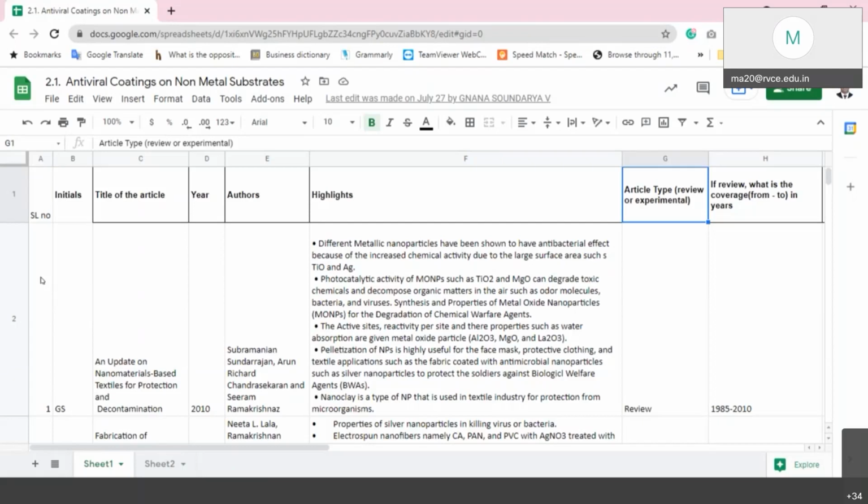So are you able to make out the difference between an experimental paper and a review paper? Is that clear? So this is important. If you do not have clarity between a research paper and a review paper, it is difficult. Of course, I was supposed to say this in the beginning itself. So now I am bringing out this point.